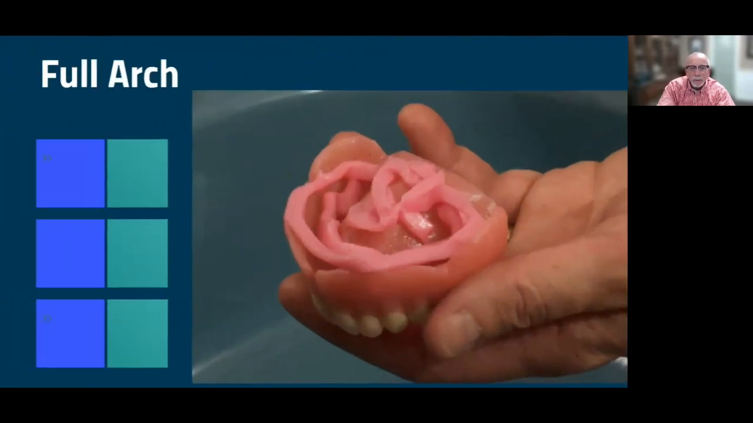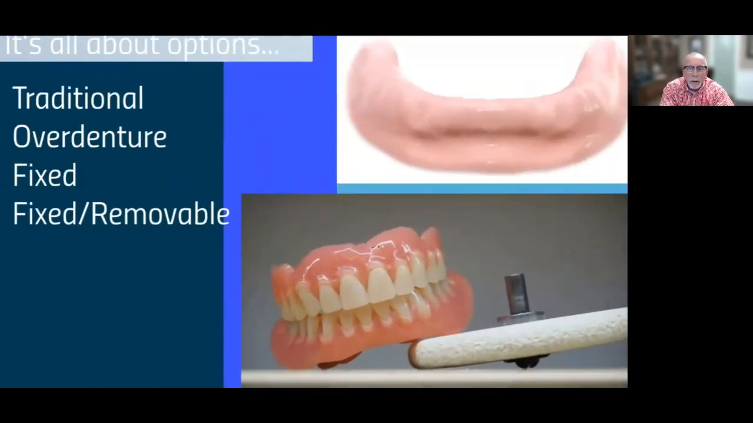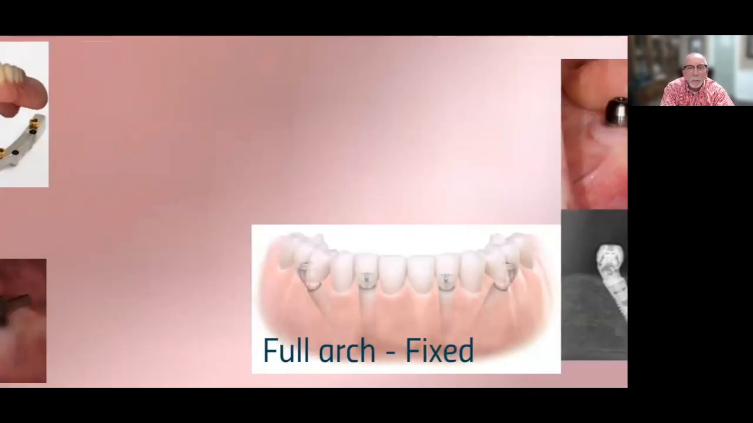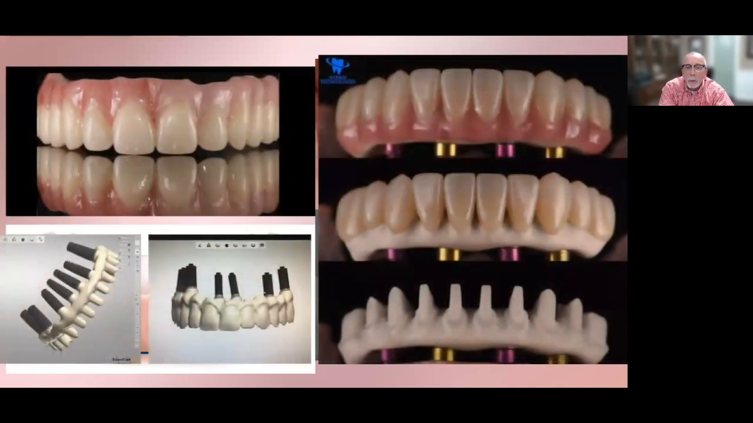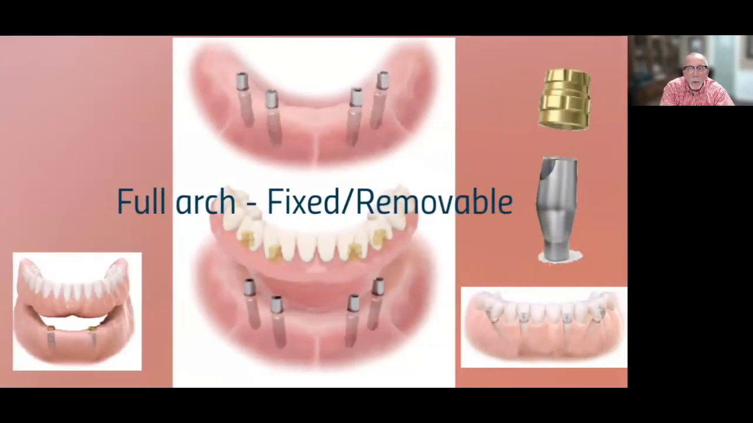Now, when we move into full arch, we can talk about regular dentures. We can talk about overdentures, which we call removable tissue supported. We can talk about full arch fixed, which are totally implant borne. And those are kind of the common things that we see. And then there's one that you may not be aware of that's called full arch fixed removable, meaning that it's a fully implant borne restoration, but it is removable.